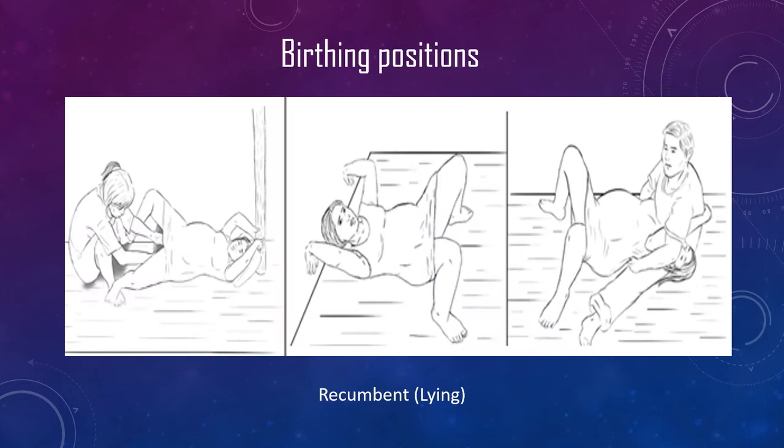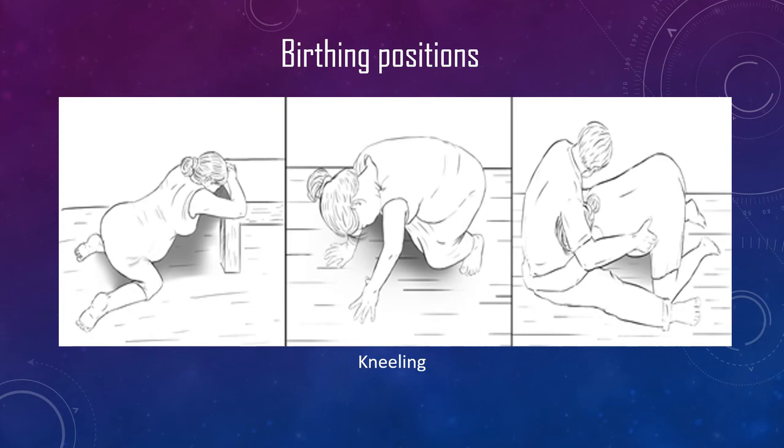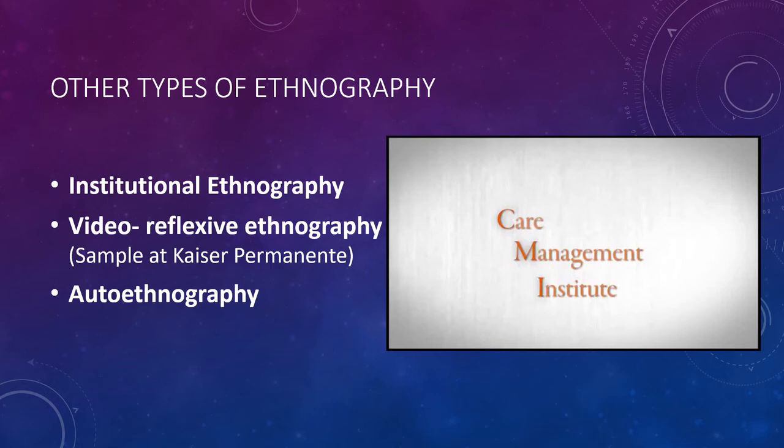So you can see here how she looked at the different positions in giving birth, standing, pole, and all of these from that culture. And these are just examples of what she got from that ethno-nursing study. Other types of ethnography, there's institutional ethnography and a video reflexive ethnography. And here's an example of a video ethnography. Let's try to look at this one. And it is in a healthcare setting, which is kind of interesting.